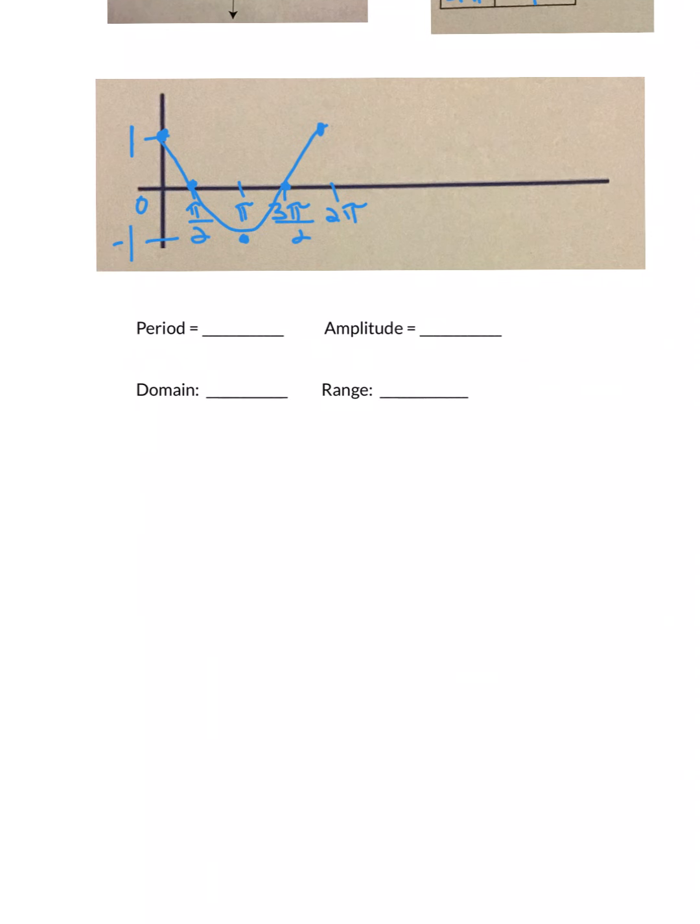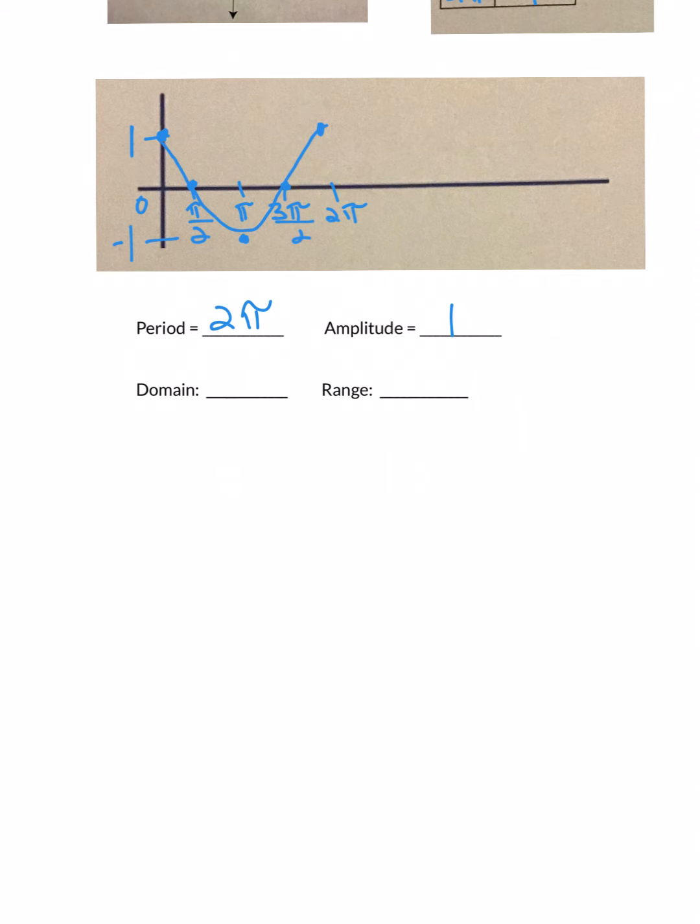Just like we did on the sine function, we're going to talk about these characteristics of the cosine function. The period: how long did it take us to get through one cycle of this function? 2 pi. The amplitude: the highest and the lowest we went was 1.